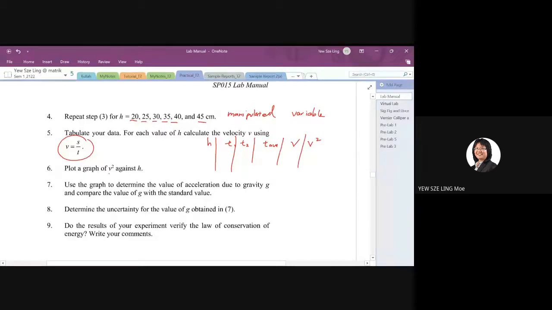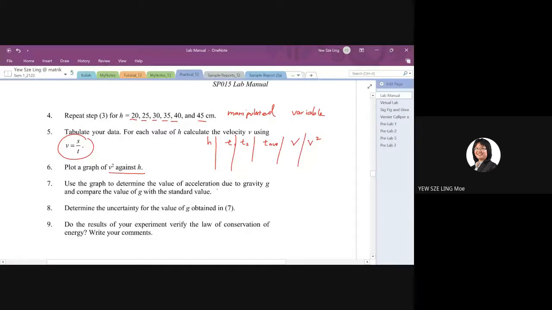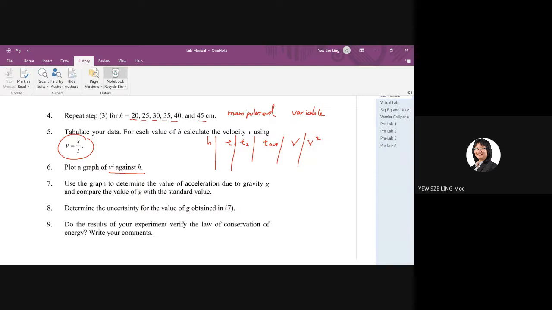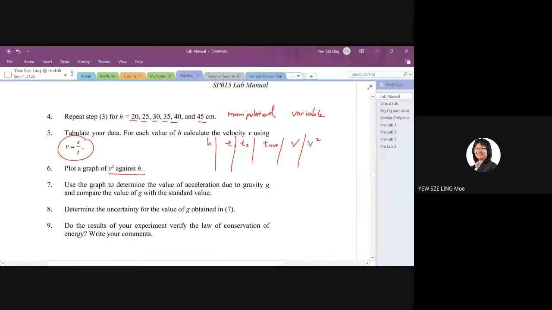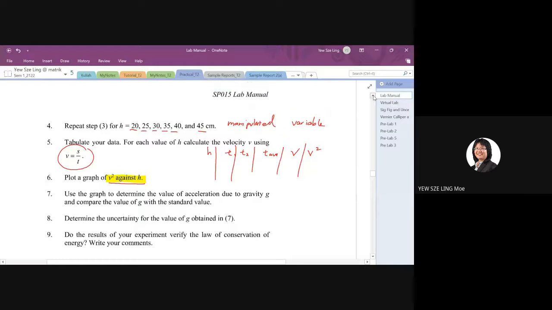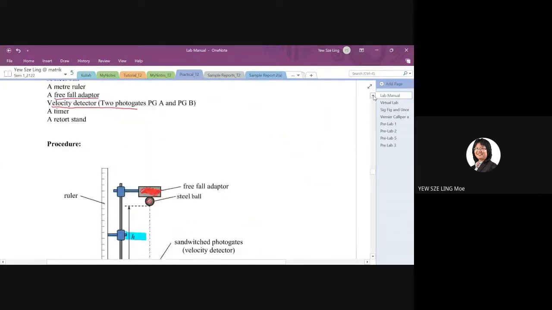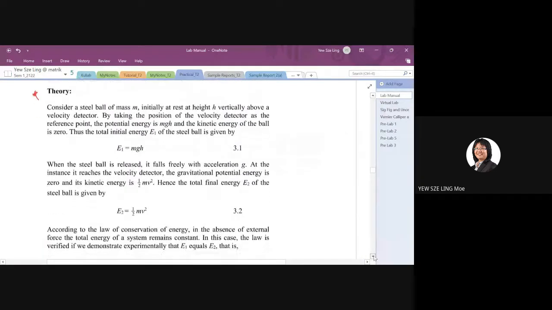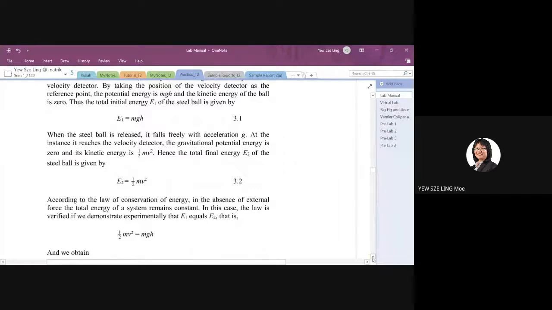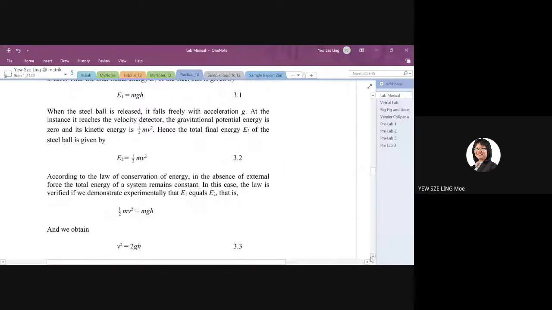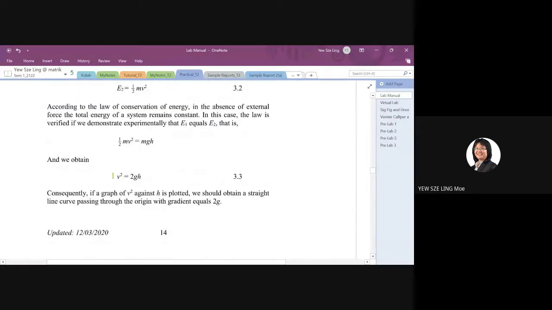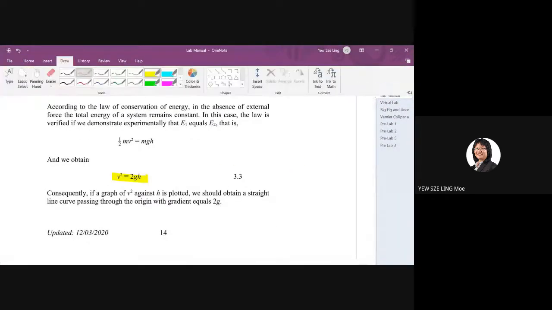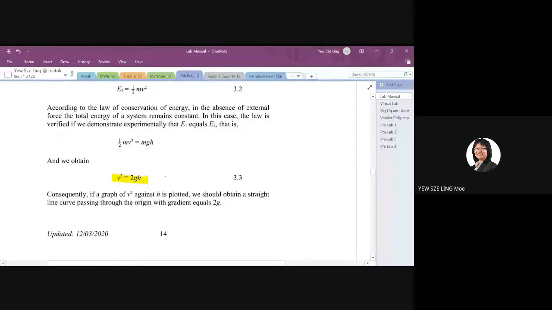Plot a graph of v squared against h, and then use the graph to determine the value of acceleration due to gravity and compare the value of g with the standard value. Now, if you look at step number 6, v squared against h, what are you going to do? As usual, you go back to theory. You need an equation that consists of v squared and h. Equation 3.1, no v squared, so it's out. Equation 3.2, again no v squared, it's out. And then equation 3.3, yes, you have v squared and h. So this is the equation that we're going to use. Again, you compare this equation with y equals mx plus c.